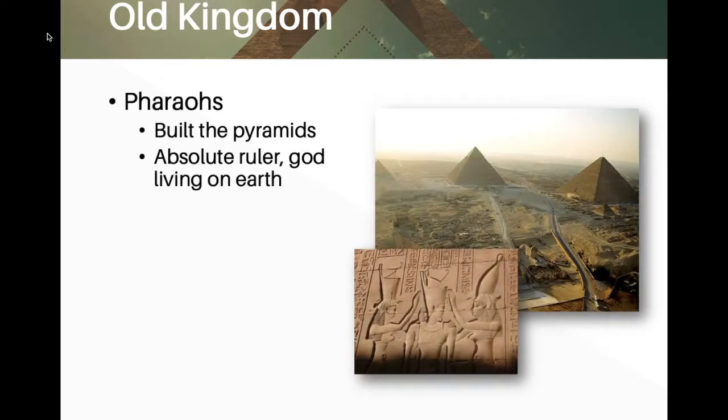They worshipped Pharaoh. We'll go back to that slide. They worshipped Pharaoh because he believed he was a god living on earth. The word Pharaoh comes from the word meaning great house. So he would be the leader of the dynasty, the leader of the great house. And they were the absolute rulers of the land. They believed in many, many gods, but they would worship Pharaoh.